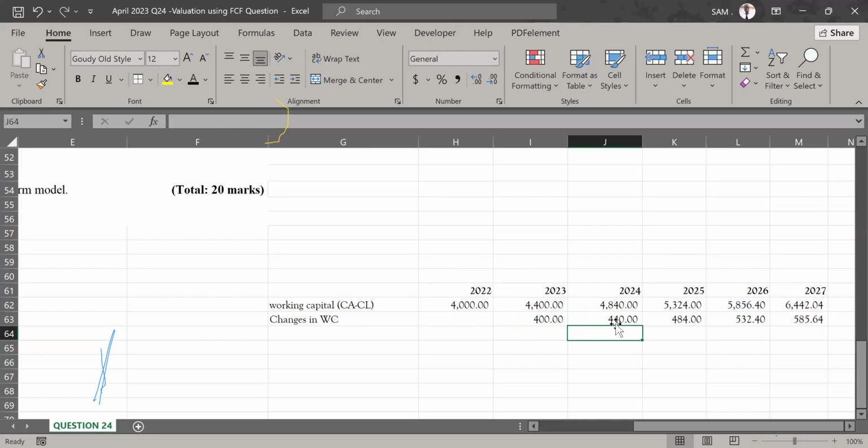So that is the change in working capital that we consider to affect our cash flows in our model above. I hope we've gotten it. I hope we've gotten the changes in working capital and how we compute them.